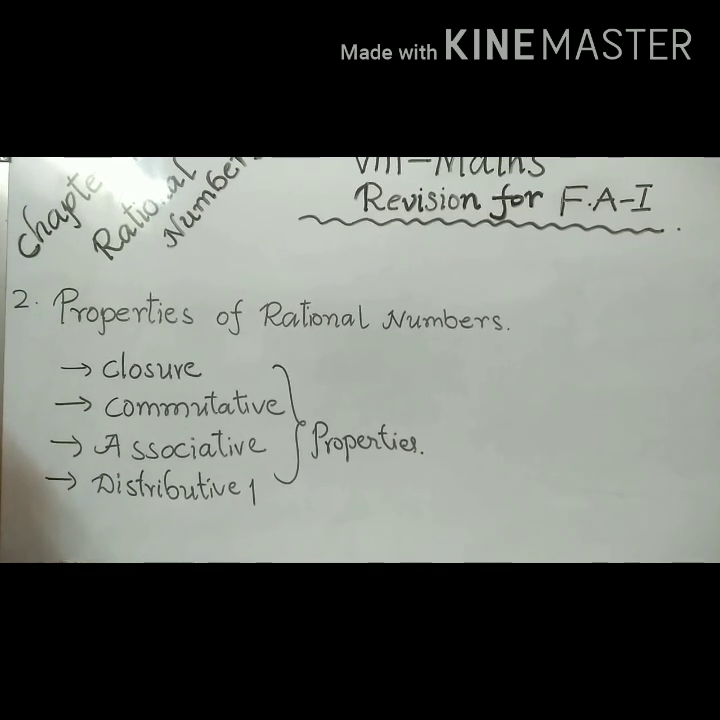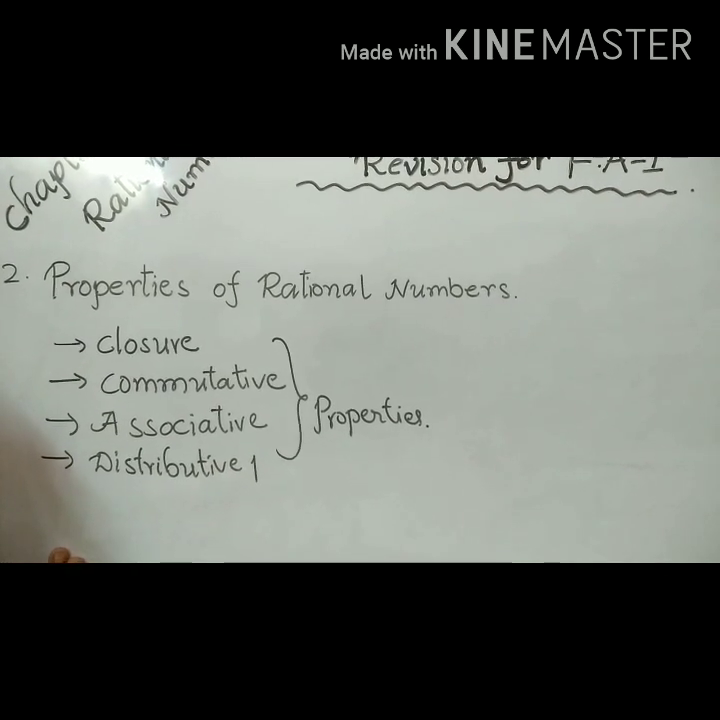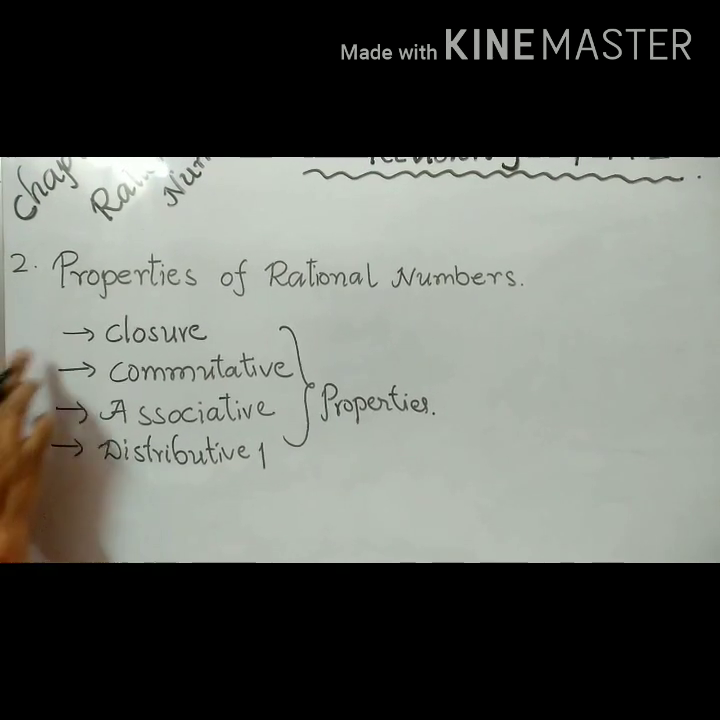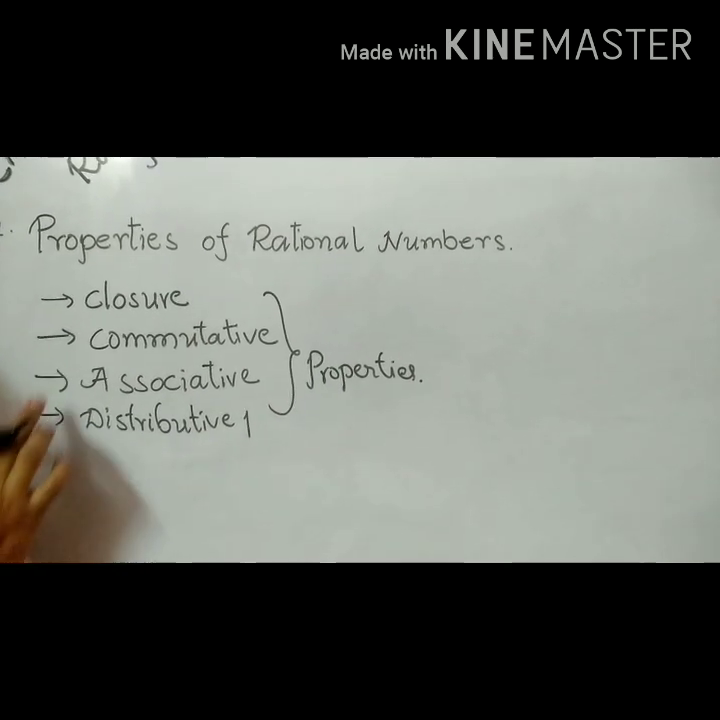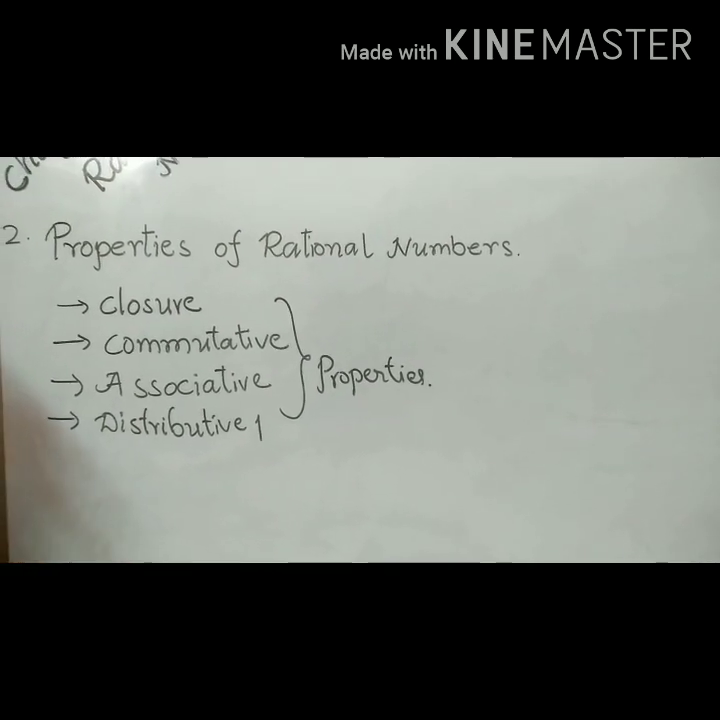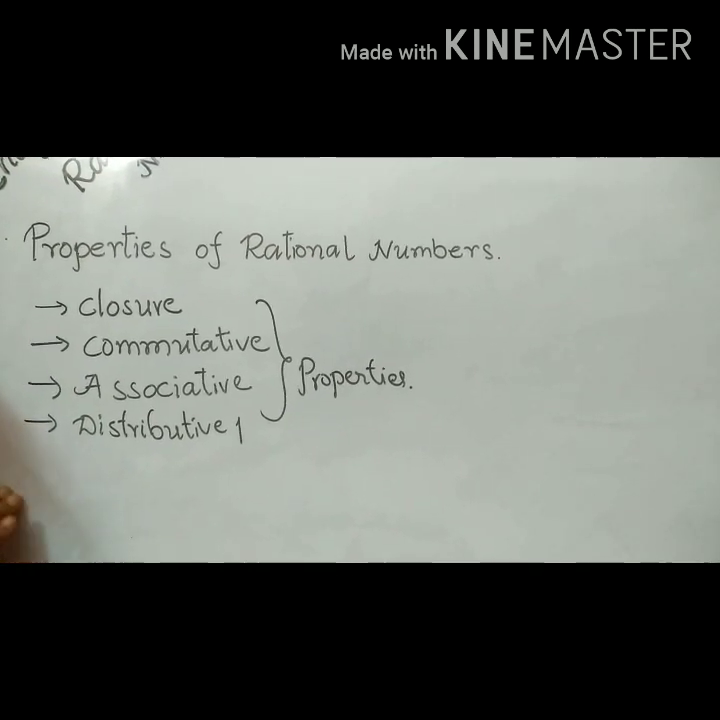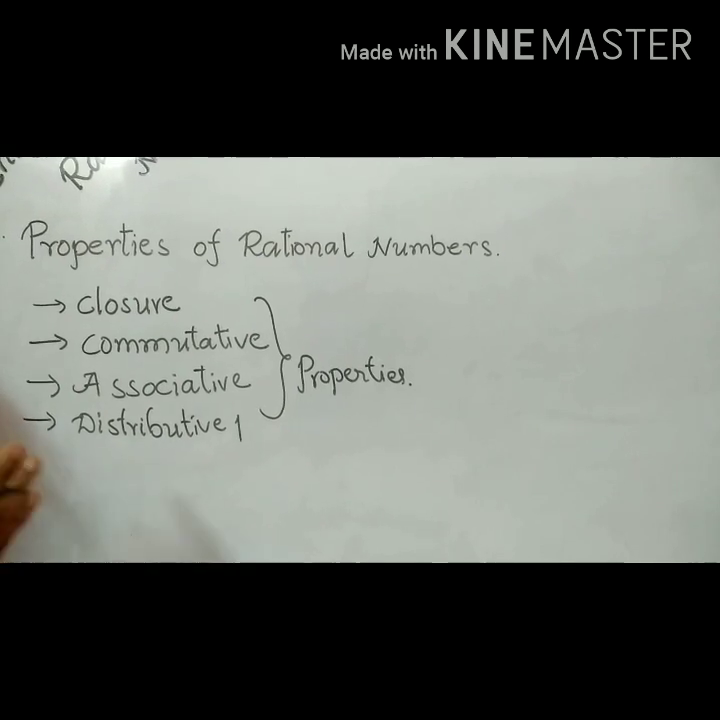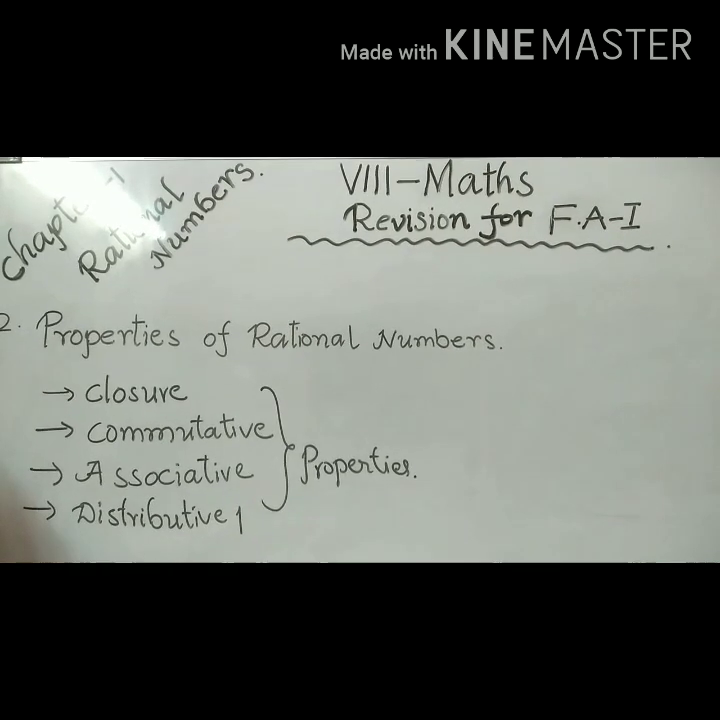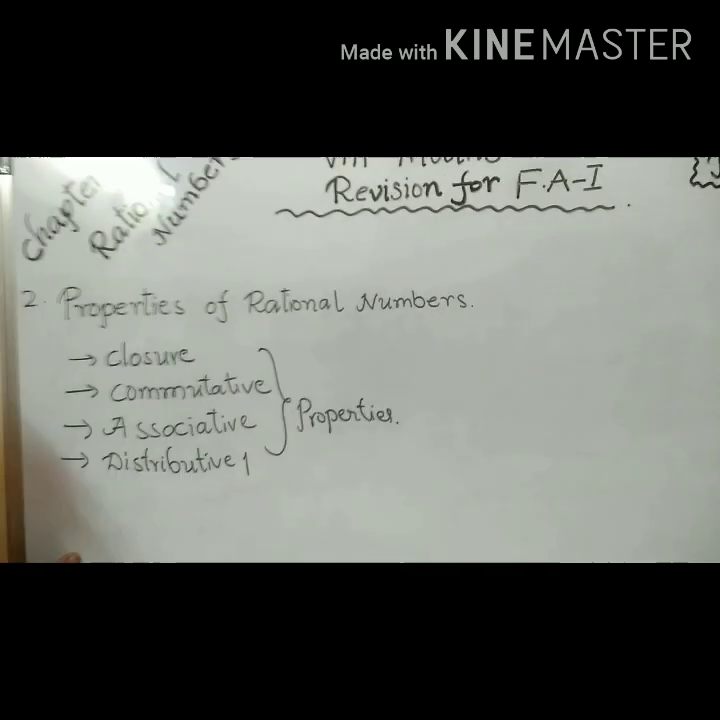You know what addition, subtraction, multiplication and division are? These are the fundamental operations of mathematics. Under addition, closure property is possible, commutative, associative and distributive law. And next, subtraction: check once whether these four properties are possible or not. Then multiplication and division. So once observe whether these are possible or not.